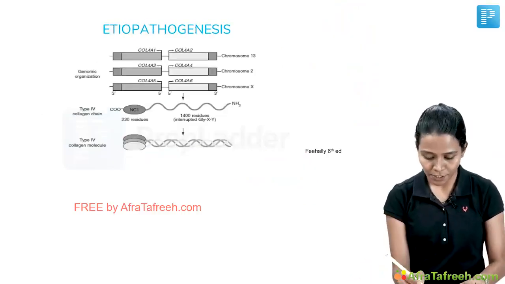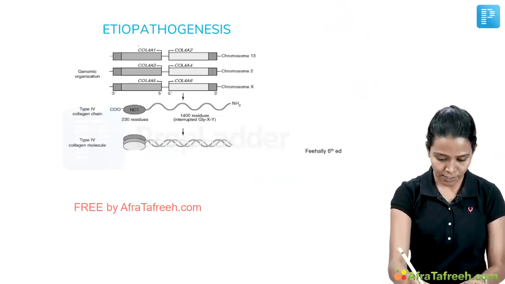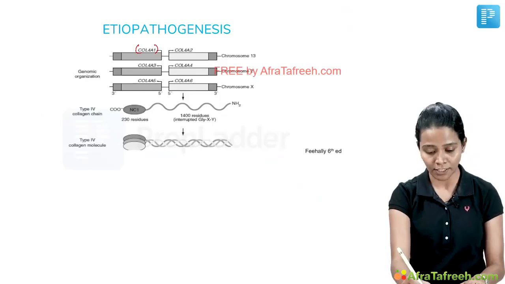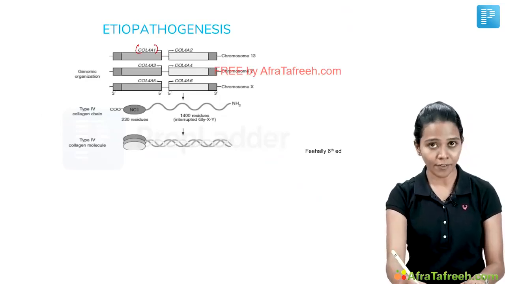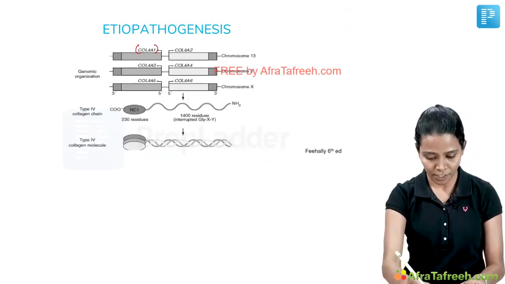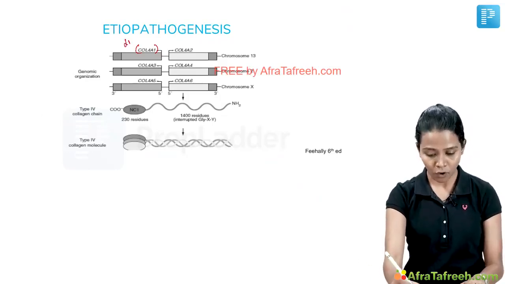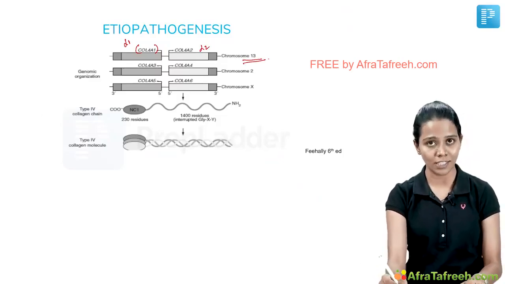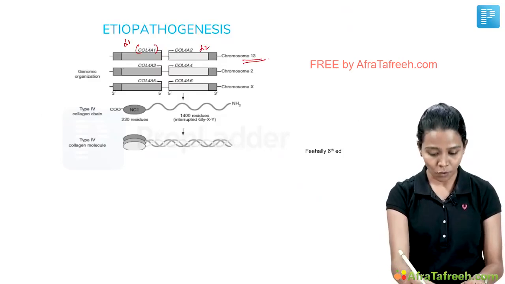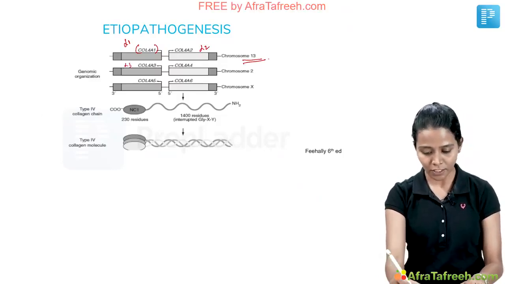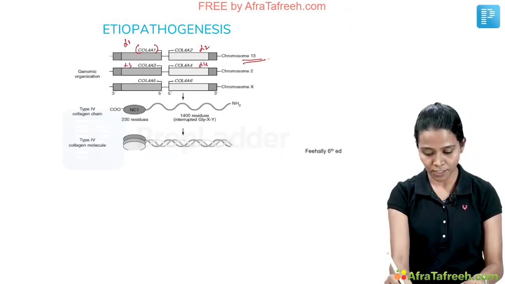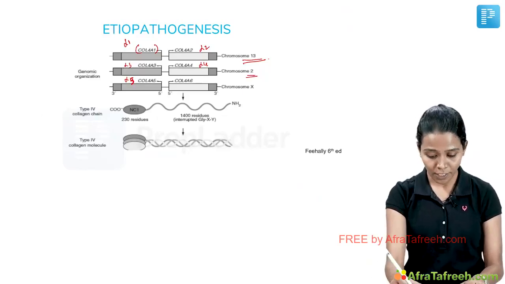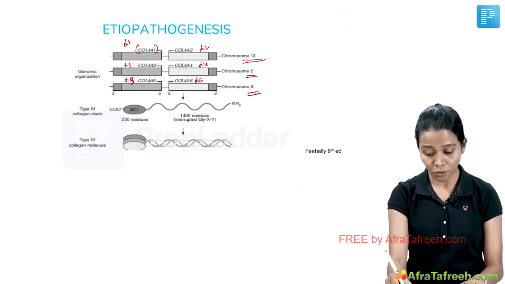Now, this picture demonstrates what I just told. This is the gene Col4A1, that is collagen type 4. This gene will produce the alpha 1 chain. Col4A2 produces the alpha 2. This is there in chromosome 13. Similarly, Col4A3 produces the alpha 3, and Col4A4 produces the alpha 4. This is present in chromosome 2. Col4A5 produces alpha 5, and Col4A6 produces alpha 6. This is present in chromosome X.